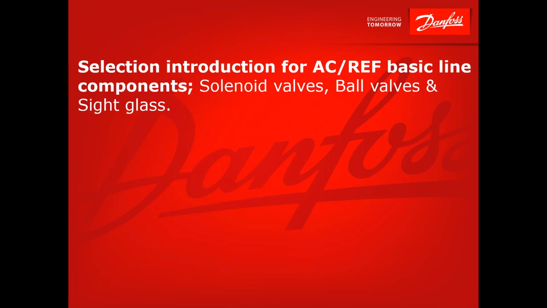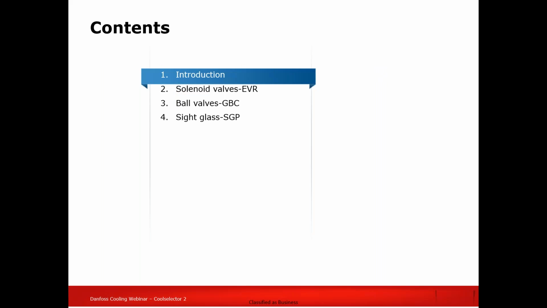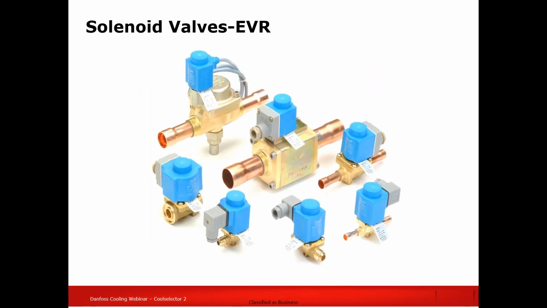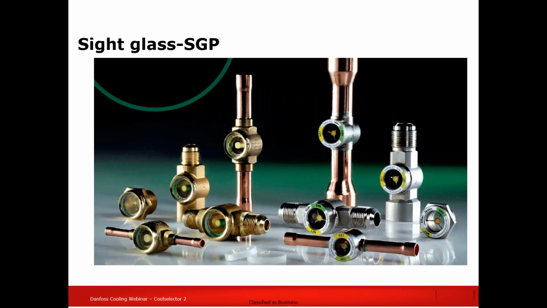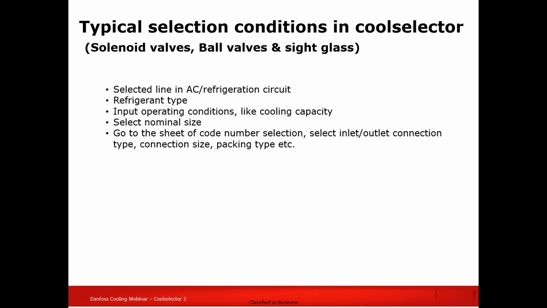Okay. So like I said in previous slides, a brief introduction of the predefined AC air conditioning, refrigeration, basic line components that we need later to do the calculations and selections. So introductions: solenoid valve AVR type, ball valves JBC types, sight glasses SGP. These are the typical selection conditions that we need in Coolselector for this line of components.